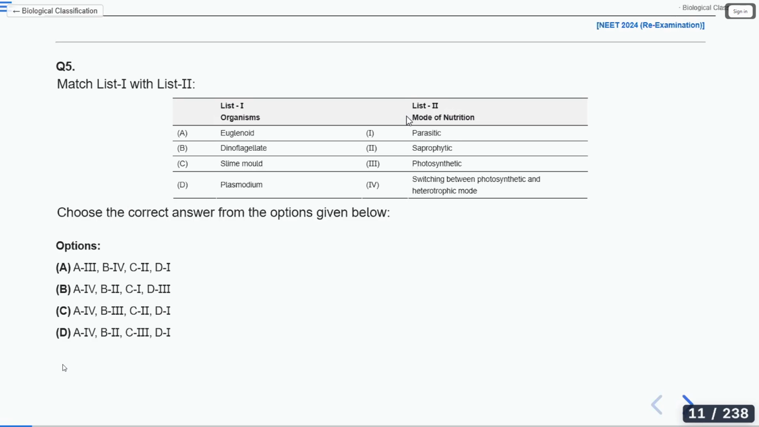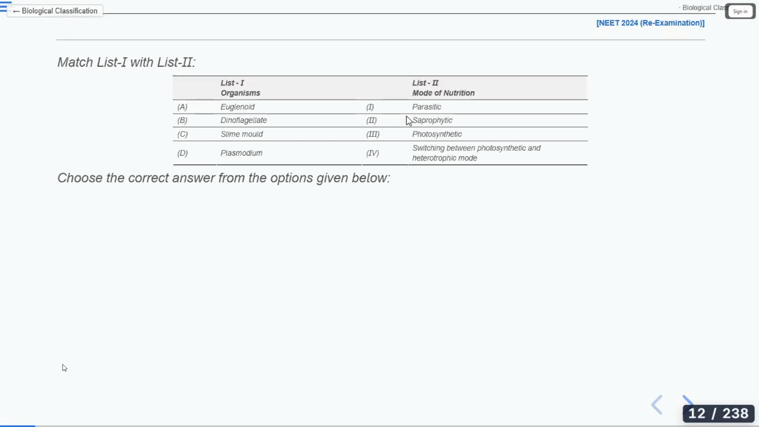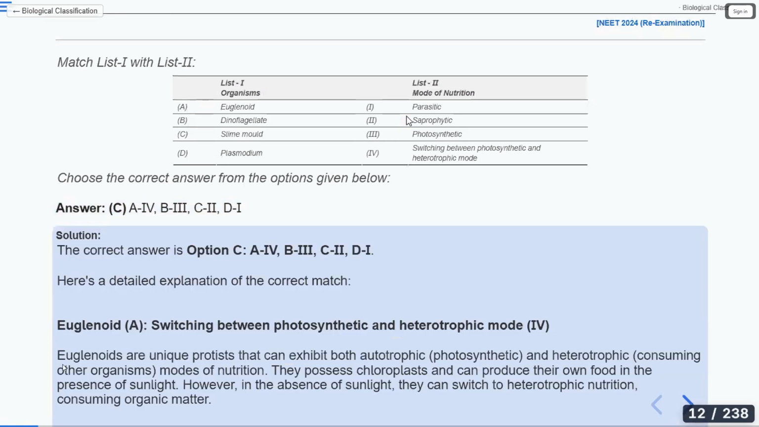Option C. So euglenoid, switching between photosynthetic and heterotrophic mode. Dinoflagellates, photosynthetic. Slime mold, saprophytic. Plasmodium, parasitic. Okay, let's see. Everyone is giving option C. Let's see the answer. So option C is the correct answer.